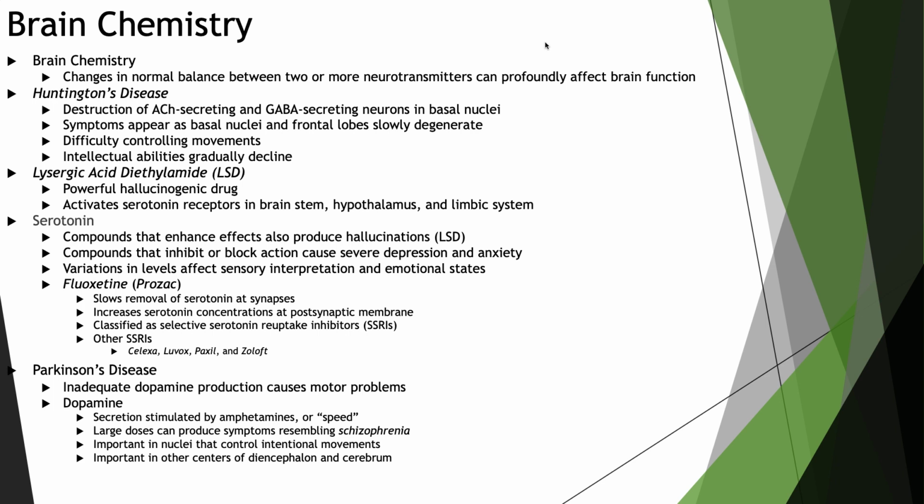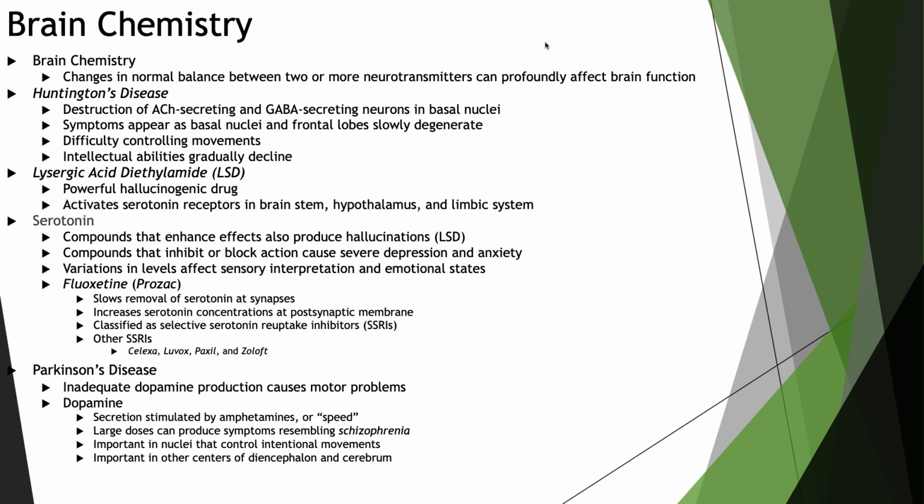It's now clear that an extensive network of tracts delivers serotonin to nuclei and higher centers throughout the brain, and variations in serotonin levels affect sensory interpretation and emotional states. Compounds that affect serotonin produce hallucinations. For example, lysergic acid diethylamide, or LSD, is a powerful hallucinogenic drug that activates serotonin receptors in the brainstem, hypothalamus, and limbic system. Compounds that merely enhance the effects of serotonin also produce hallucinations, whereas compounds that inhibit serotonin or block this activation cause severe depression and anxiety.